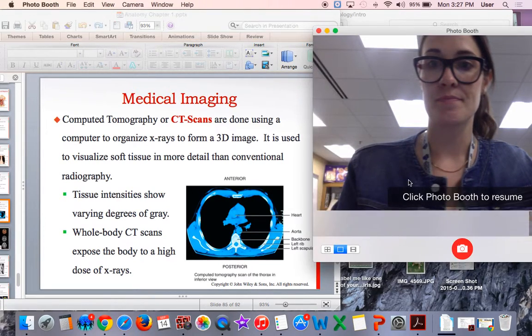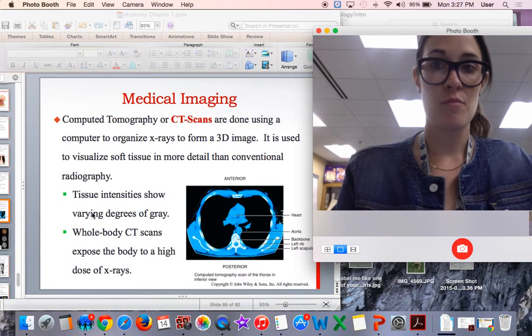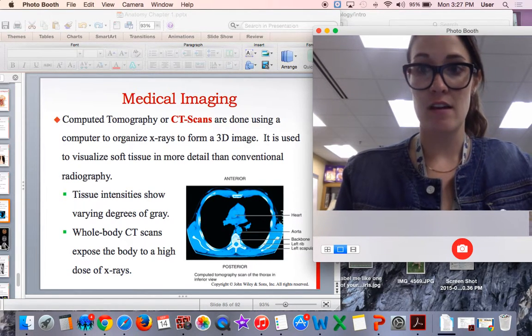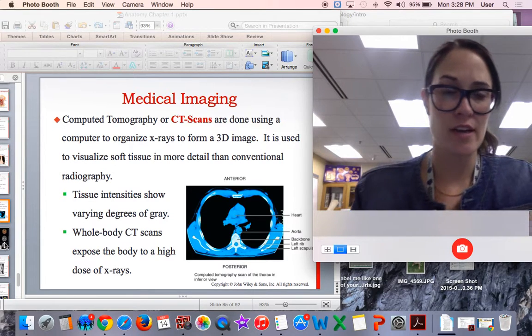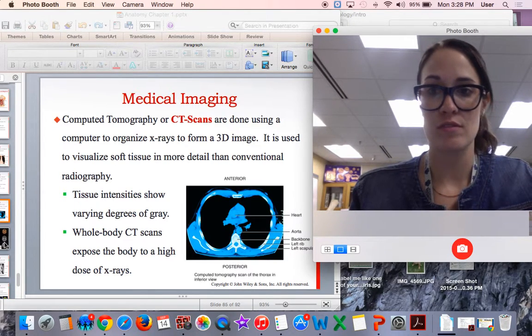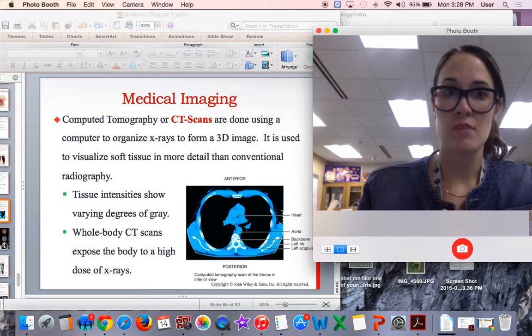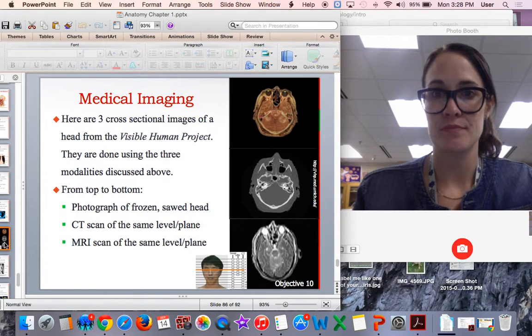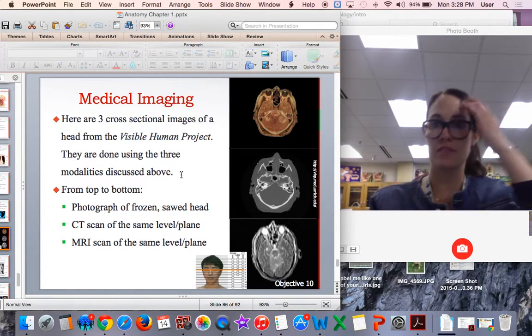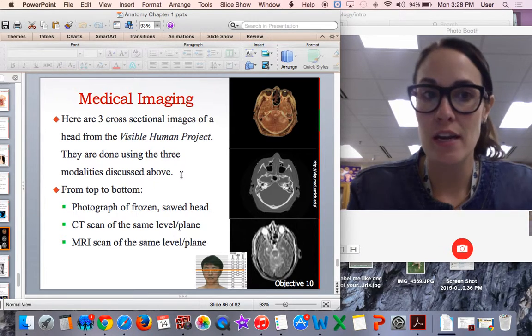With whole body CT scans, you have to be put under high doses of X-rays. And any kind of X-ray imaging you don't want to do if you're compromised, like pregnant women. They don't want to do that, because it could induce mutations in the growing child inside.